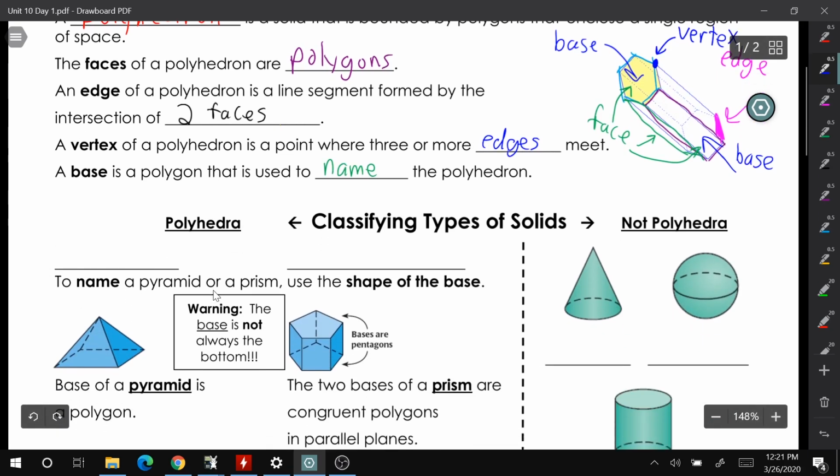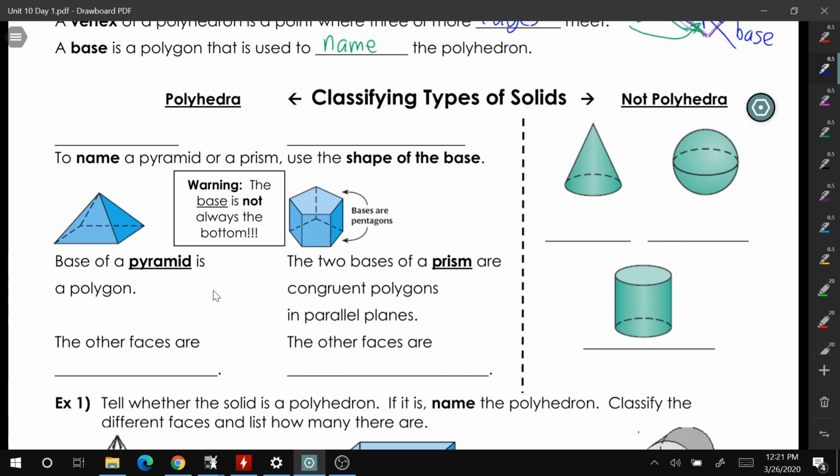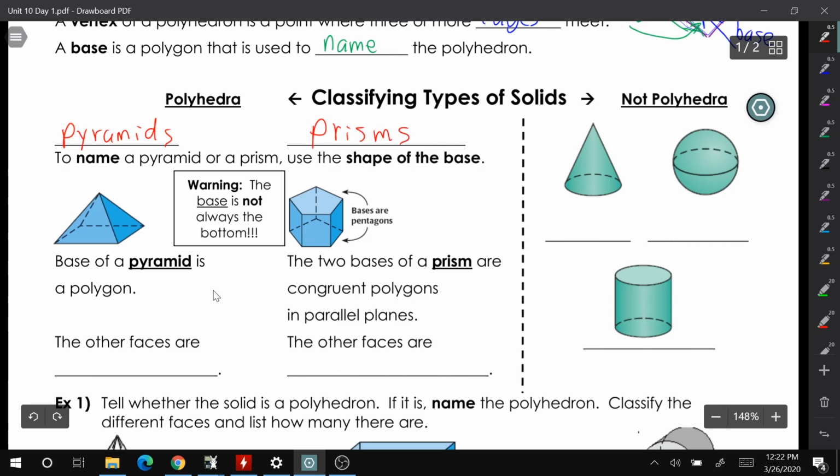Alright, let's look down at classifying. So in polyhedra we have pyramids and we have prisms. And the biggest difference between them is the number of bases. So you see a pyramid just has one base, whereas a prism has two bases. So that's the difference of those.